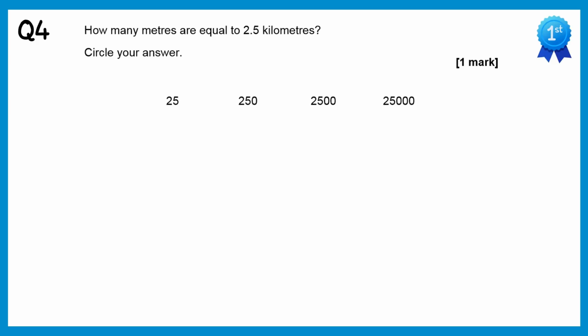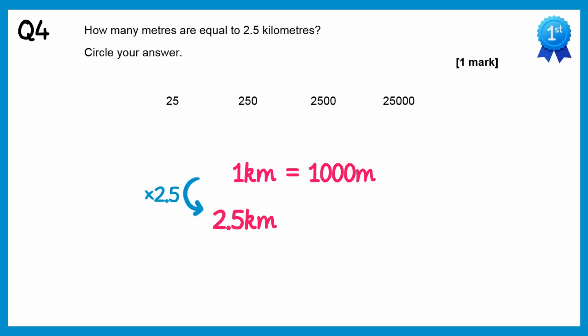For this question, we need to convert kilometers into meters. You should know that 1 kilometer is the same as 1,000 meters. Kilo means 1,000. So if we want 2.5 kilometers, we just need to times 1,000 by 2.5, which gives 2,500. So the answer is 2,500 meters.